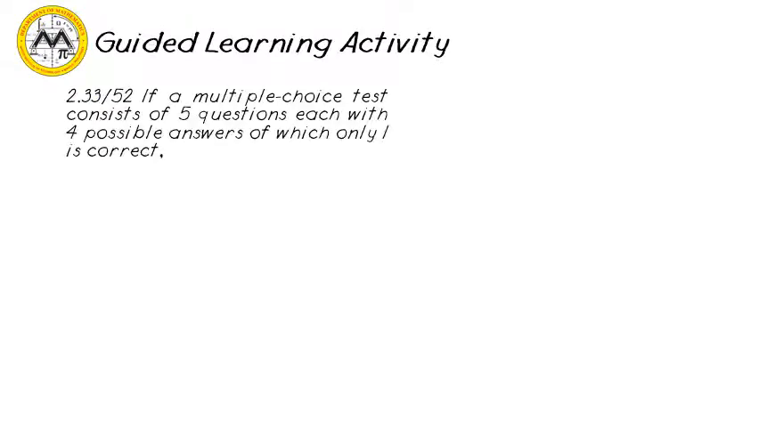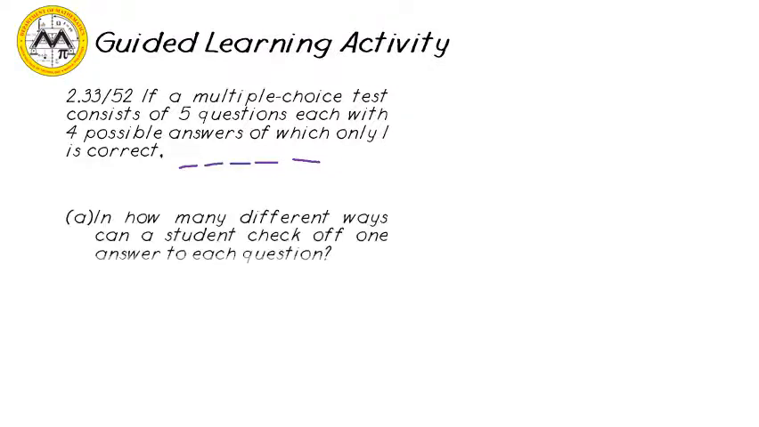Another example. In a multiple choice test, there are 5 questions. So you're going to answer all the 5 questions. So 1, 2, 3, 4, 5. Each with 4 possible answers, of which only one is correct. In how many ways can a student check off one answer to each question? So for question number 1, there are 4 options. Question number 2, 3, 4, and 5. So applying the multiplication rule, this would be 4 raised to 5.